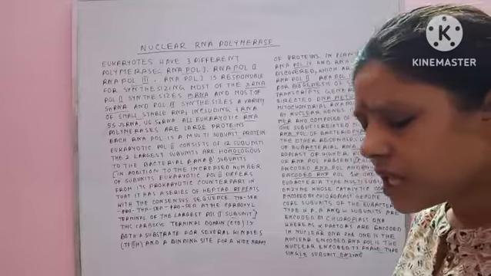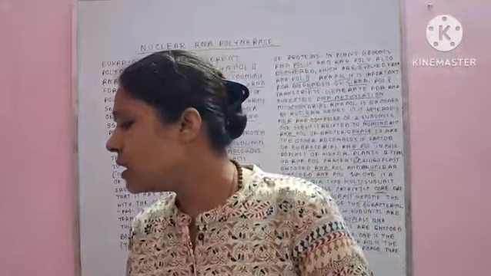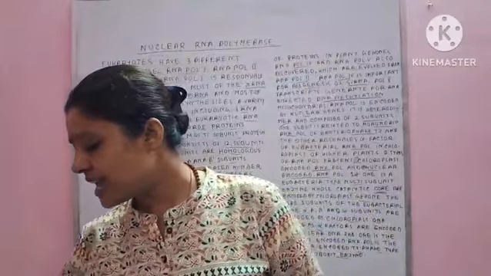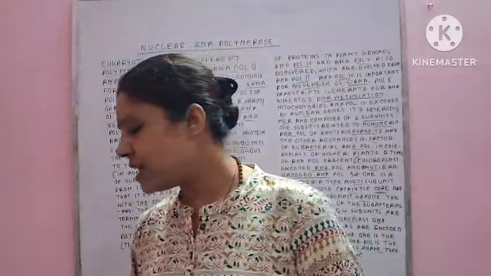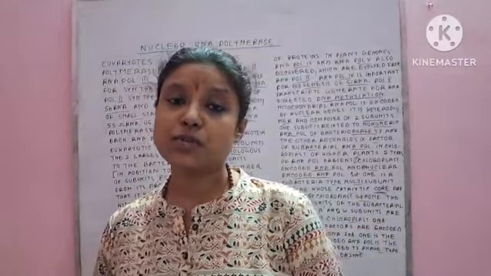Clear? So this is the short explanation of the nuclear RNA polymerase, which is mainly responsible for the RNA transcription process. In the next video, I will try to explain the eukaryotic promoter, which is responsible for the eukaryotic RNA transcription process.